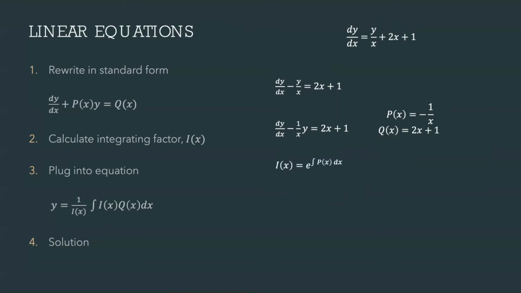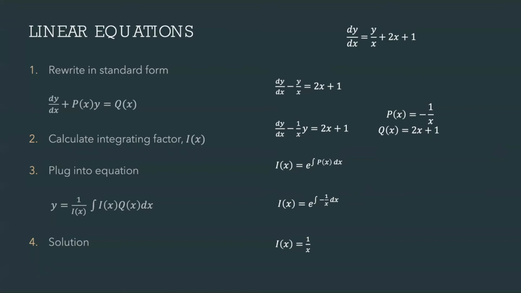Second step is to calculate for the integrating factor. So I of x is equal to e raised to the integral of p of x times dx. So I plugged in p of x into the equation that I have given. So I of x is equal to e raised to the integral of negative 1 over x times dx. Solving for the integral and simplifying, we would get I of x is equal to 1 over x. Now we have all three variables of p of x, q of x, and I of x.